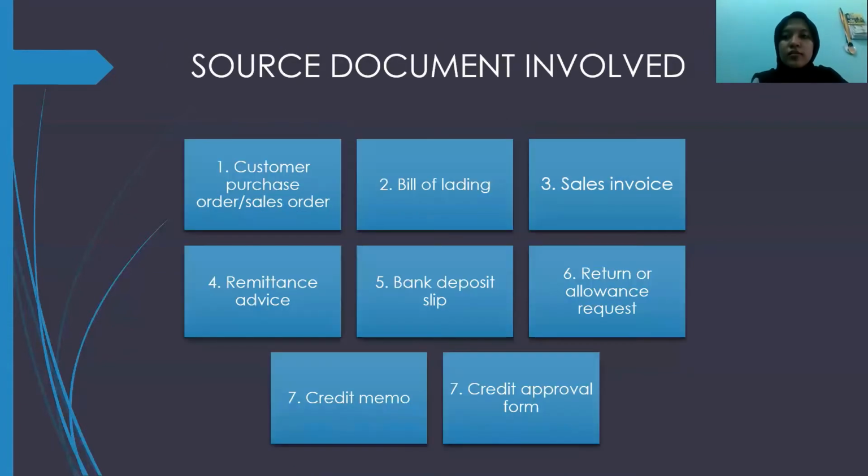So what are the source documents involved? The first are the customer purchase order or sales order, bill of lading, sales invoice, remittance advice, bank deposit slip, return of allowance request, credit memo, and also the credit approval form.